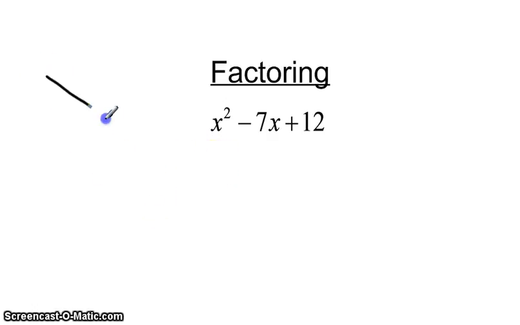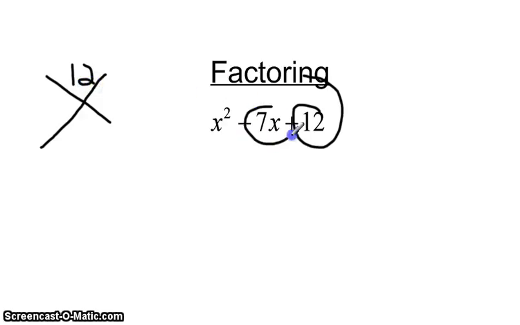Today our equation is x squared minus 7x plus 12. So here's what you gotta do. I like to make this x chart right here, and what you do is you take this number and you put it on the top right here, and you take the negative 7x and you put it below.